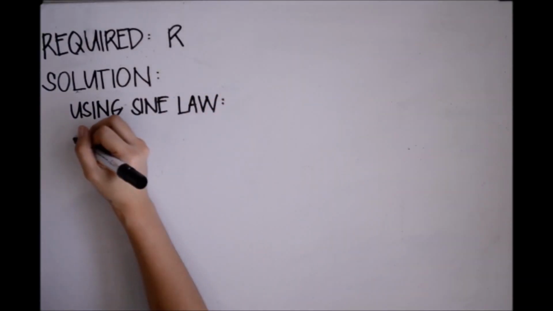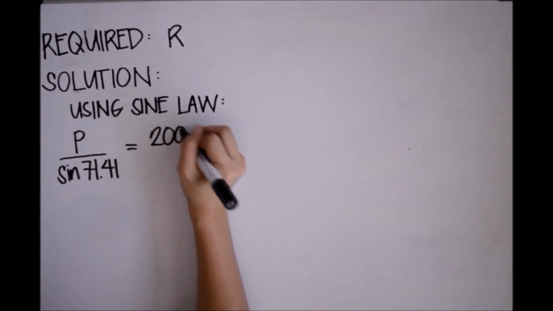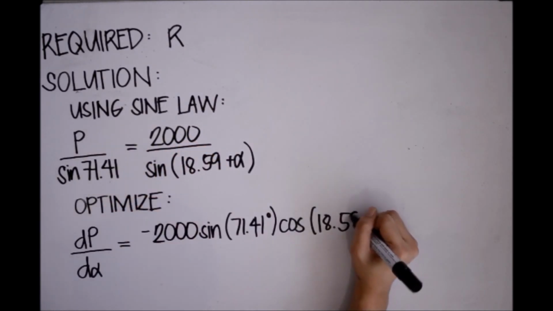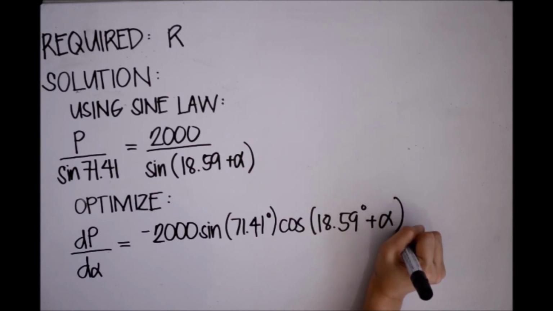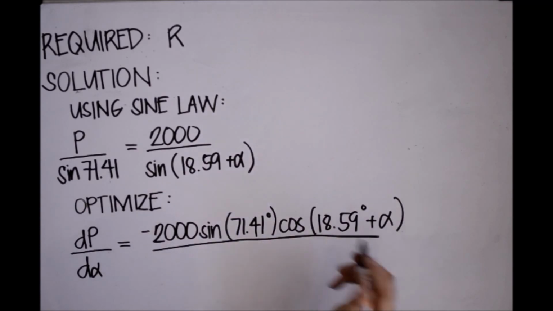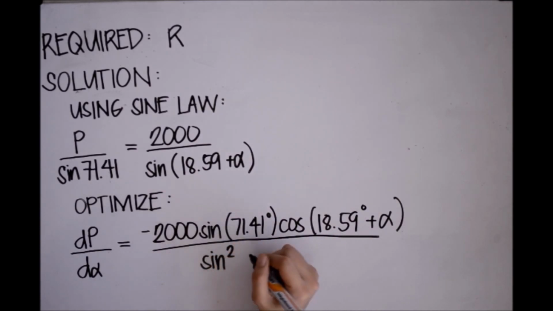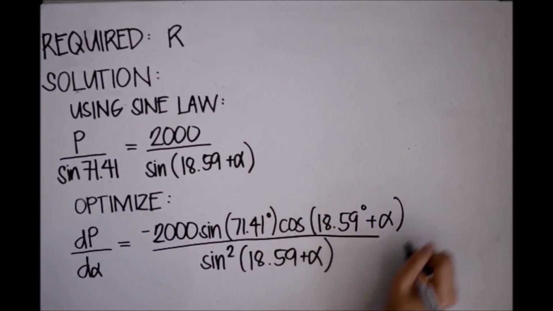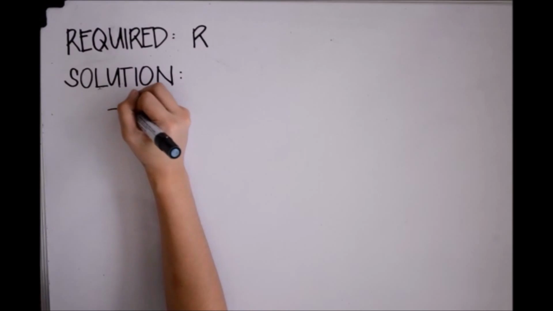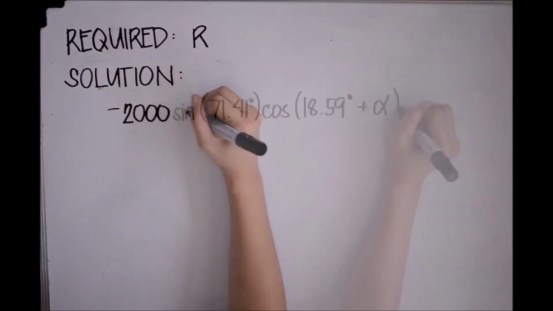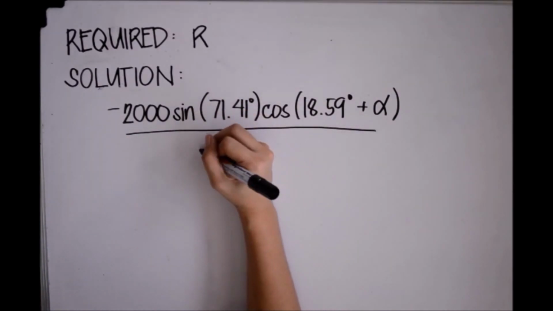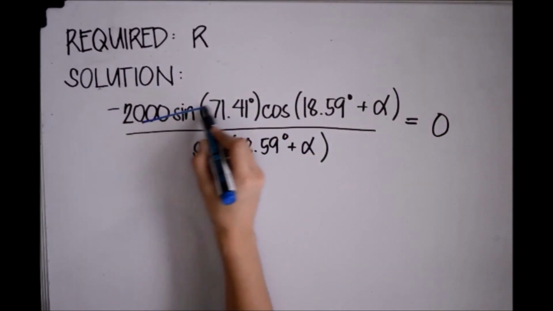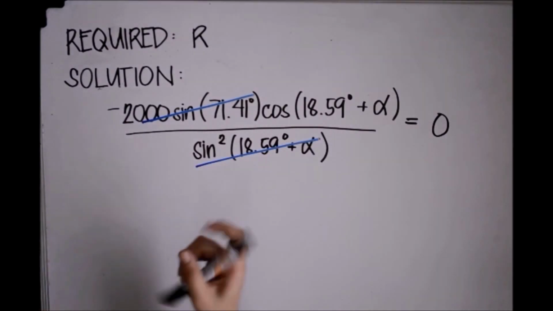Using sine law, P divided by sine 71.41 degrees is equal to 2000 divided by sine quantity 18.59 plus alpha. Optimizing dP over d alpha is equal to negative 2000 sine 71.41 degrees cosine quantity 18.59 degrees plus alpha all over sine squared quantity 18.59 degrees plus alpha, which is also equal to 0. The constant in the numerator and the denominator cancels out.